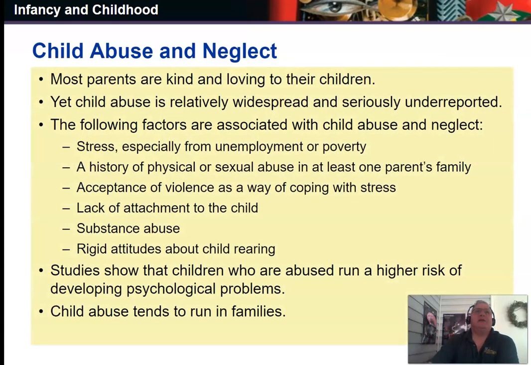Most parents are kind and loving to their children. Yet child abuse is relatively widespread and seriously underreported. The following factors are associated with child abuse and neglect: stress, especially from unemployment or poverty, a history of physical or sexual abuse in at least one parent's family, acceptance of violence as a way of coping with stress, lack of attachment to the child, substance abuse, rigid attitudes about child rearing.